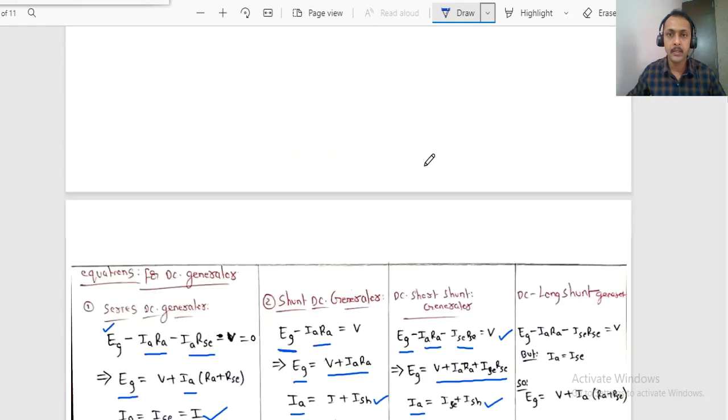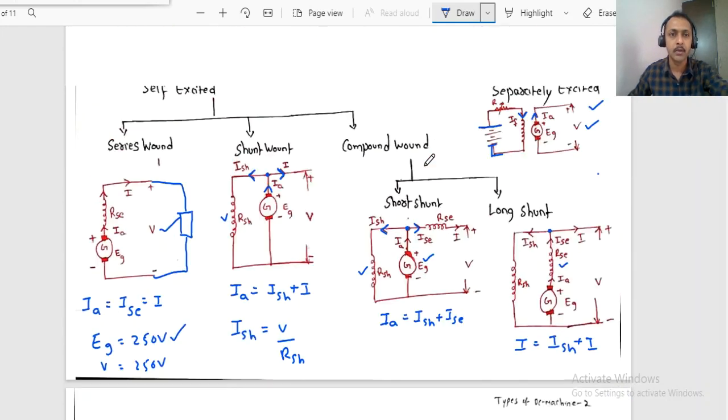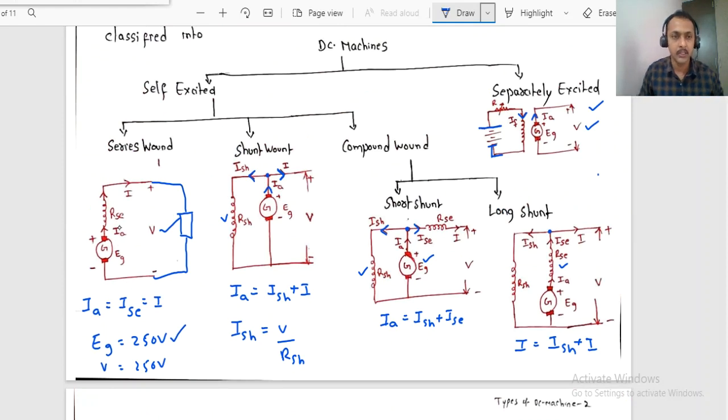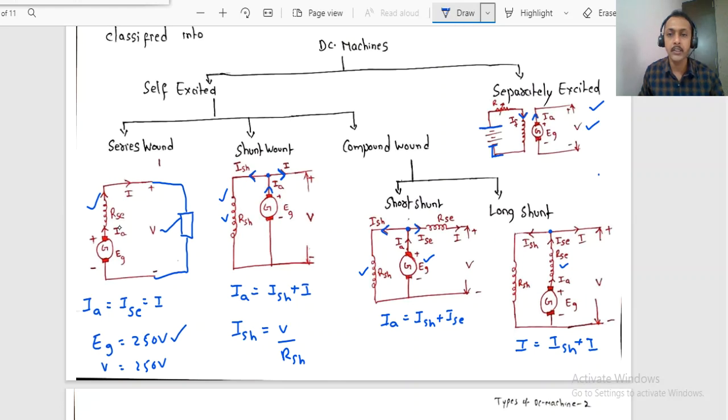I repeat again, these diagrams are important. Simple. If it is series, draw the field winding in series. If it is shunt, simply draw the shunt field winding in parallel. Short shunt: RSH in parallel to the armature, and RSC will be in series with the load. Long shunt: the series field winding will be in series with the armature, and you will have the RSH in parallel to the entire combination.